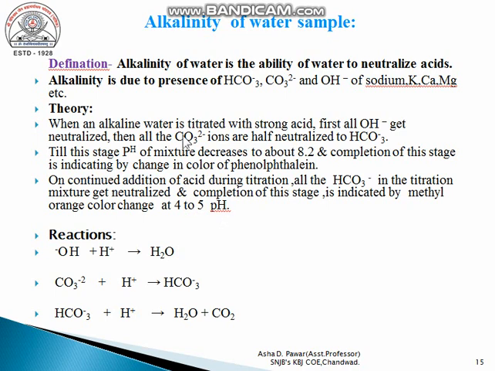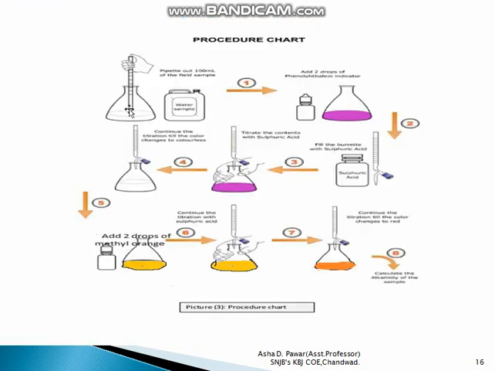Means if we use a strong acid like H2SO4 or HCl for the determination of alkalinity, we use two indicators, one is phenolphthalein and another is methyl orange, and hydroxide, carbonate and bicarbonate may be present. During the titration, first hydroxide is neutralized, then half of the carbonate is neutralized into bicarbonate, and finally bicarbonate is neutralized into water and CO2. Understood? Then what exactly is the procedure? How to determine the alkalinity?